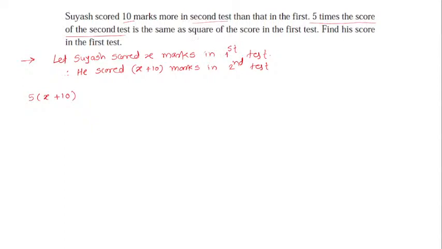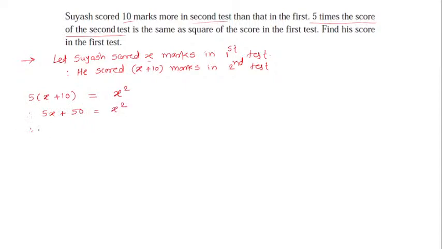first test. So the score in the first test we have assumed to be X, so we have to make it a square, that is X square, and these two are equal, so there is an equal to sign in between these two. Now if we solve this, if we multiply each term in the bracket by 5, that's 5X plus 5 into 10, 50, is equal to X square.